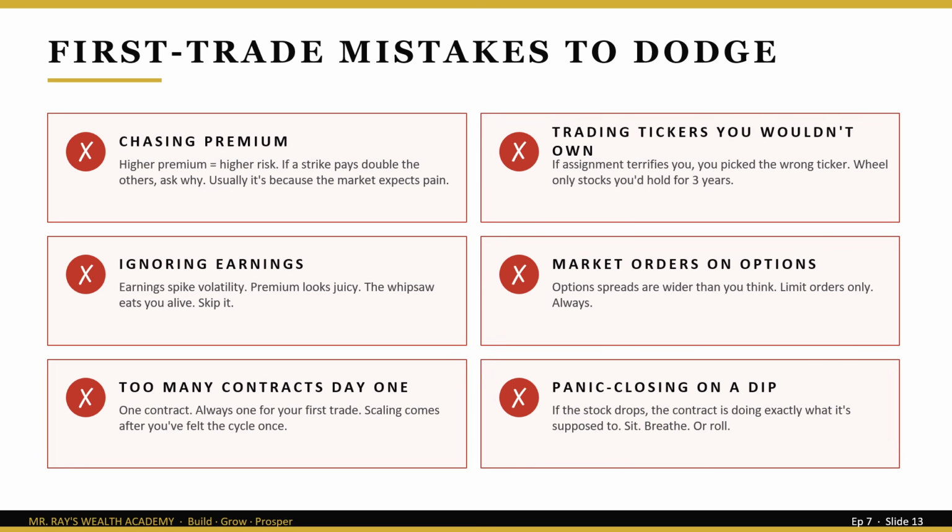And don't do too many contracts on day one, baby. One contract is good. Put one contract out there, and then you'll be able to do a little scaling a little later, okay? And then tickers. Don't trade any tickers that you wouldn't mind owning, baby. The wheel is only for stocks you'd be okay owning or holding for 3 years. And don't do market orders. The wider the spread is not what you want. You want to do limit orders only. Always do limit orders. And then if the stock drops, don't panic, baby. The contract is doing exactly what it's supposed to do. Just sit there, breathe, or we'll roll, and I can show you that later.